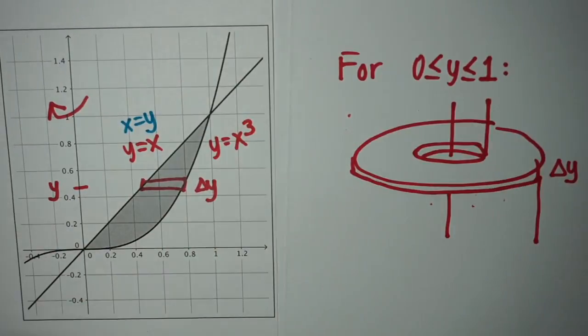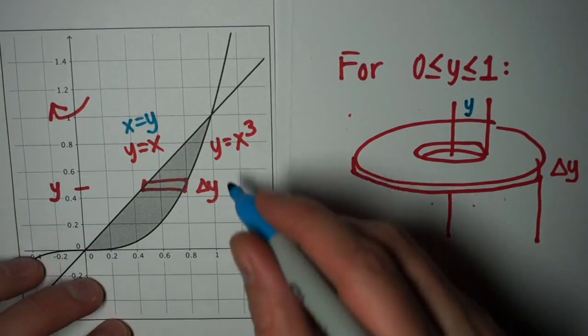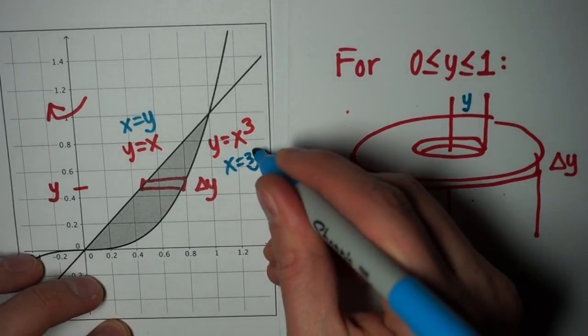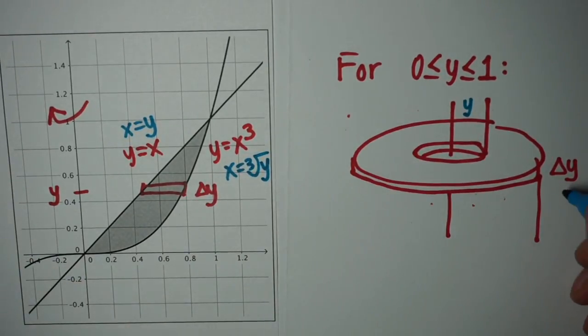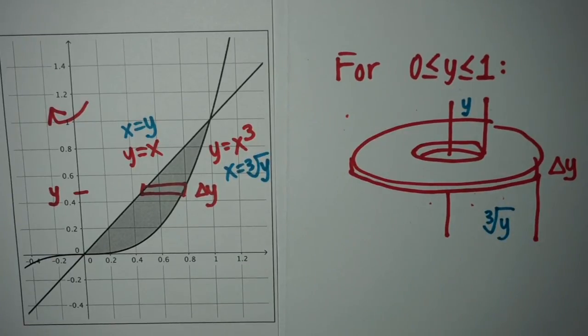So I resolved these for x in terms of y. And my inner function is x is equal to y, or that distance is y. The outer function is x equals cube root of y, or the distance from the axis to the function is the cube root of y.